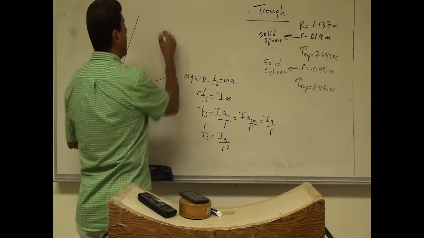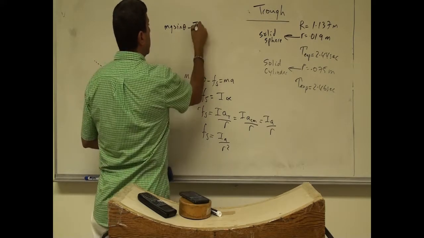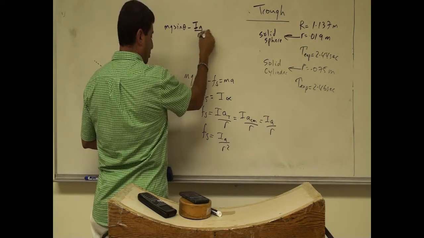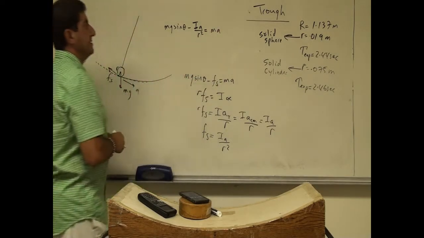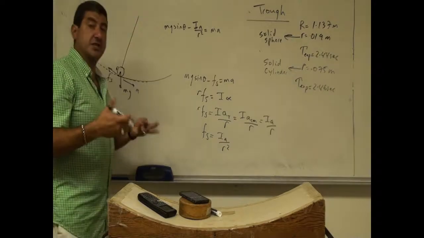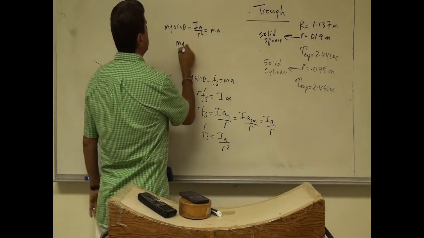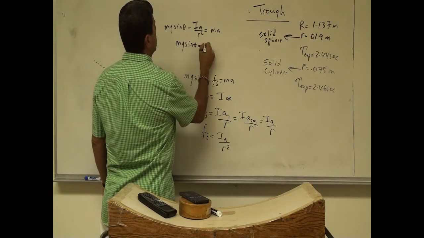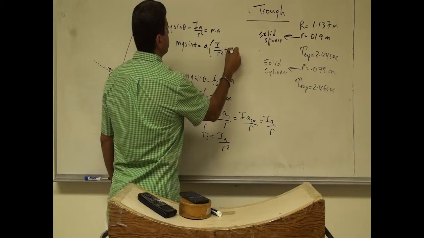So then I have here mg sine theta minus I a over R squared, that's equal to ma. Right? And then I can calculate what the predicted acceleration of the object is down the incline. So then I can say here mg sine theta is equal to I over R squared plus m, times a.